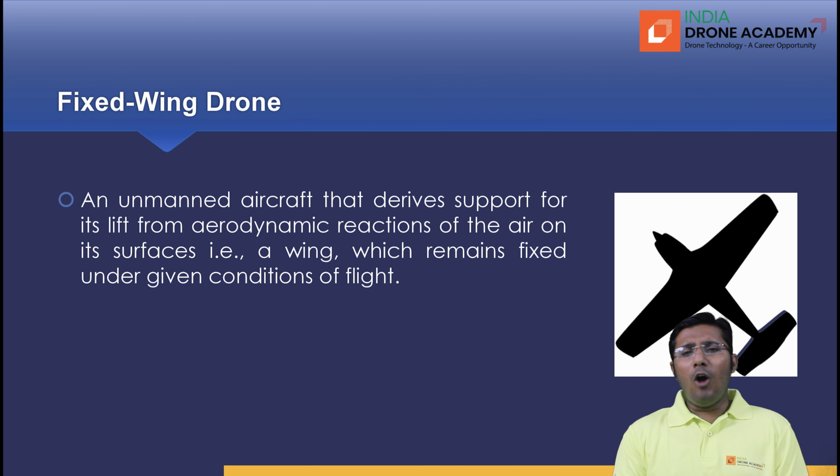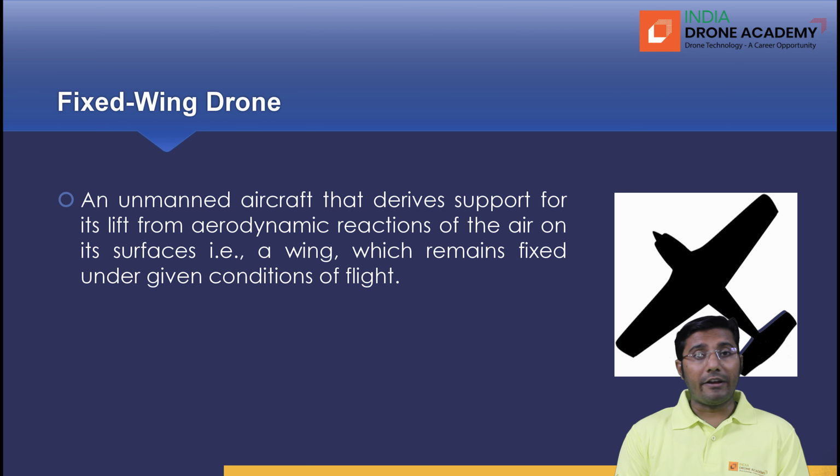So, fixed wing drone. How can we define this term accurately? Because we know drones are of various types. There could be a rotorcraft drone, a fixed wing drone, or the VTOL, which are hybrid drones. So, when it comes to defining the term fixed wing drone, a very accurate definition, shown on the screen, is: it is an unmanned aircraft that derives support for its lift from aerodynamic reactions of the air on its surfaces, that is, a wing which remains fixed under given conditions of flight.